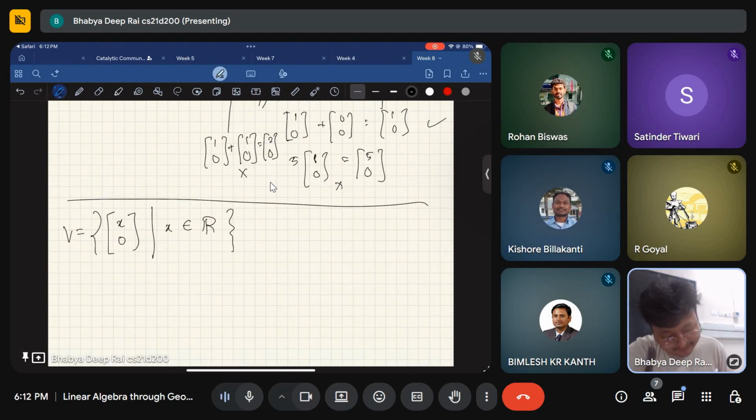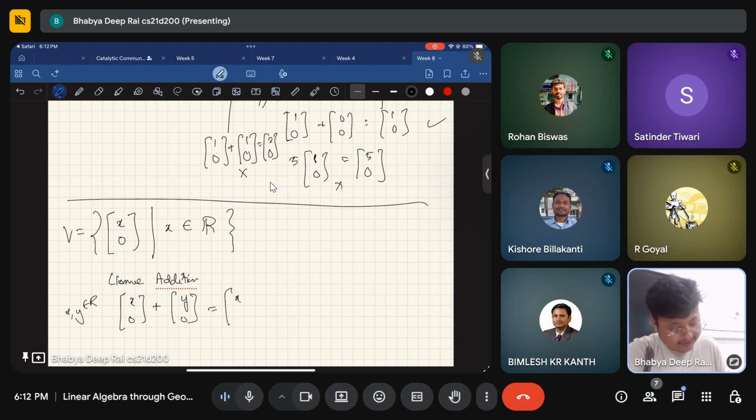Let's check for closure under addition. Two types of closure: addition and scalar multiplication. Let's see, if I take, let's say, an (x, 0) and a (y, 0) such that x, y are reals, I'll get (x plus y, 0), which is also a real number. So this belongs to V. Okay, it's closed under addition.